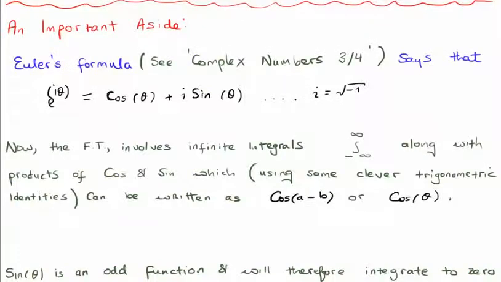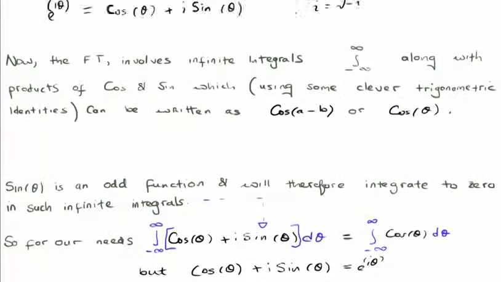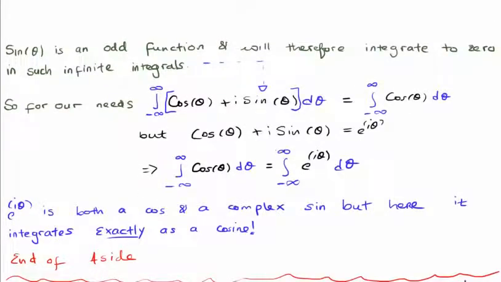Now I have an important aside which I'm actually not going to dwell on. If you require, you can pause the video and read it yourself. Within the Fourier transform integrals, there exists a product of cosines and sines, which using clever trigonometric identities can be written as a single cosine. Within the Fourier integrals, any sine components will integrate to 0. Therefore, we can actually add an i times sine to the cosine we found above and integrate it, and it will give us the exact same answer as a single cosine. This allows us to utilize Euler's equation and go from using cosine and sine to complex exponentials. That is the end of my aside.